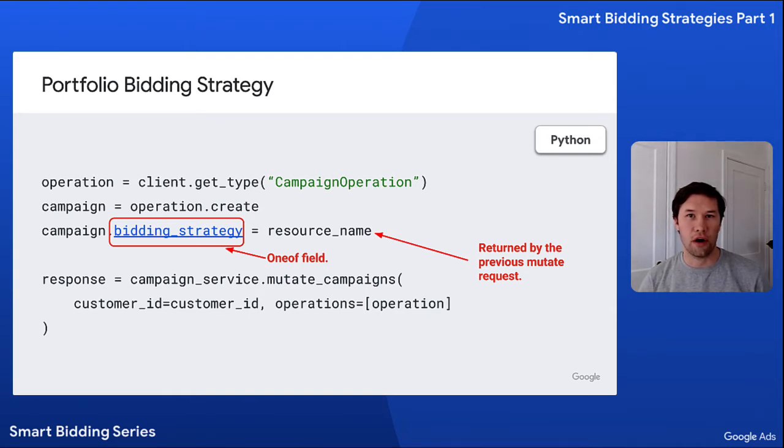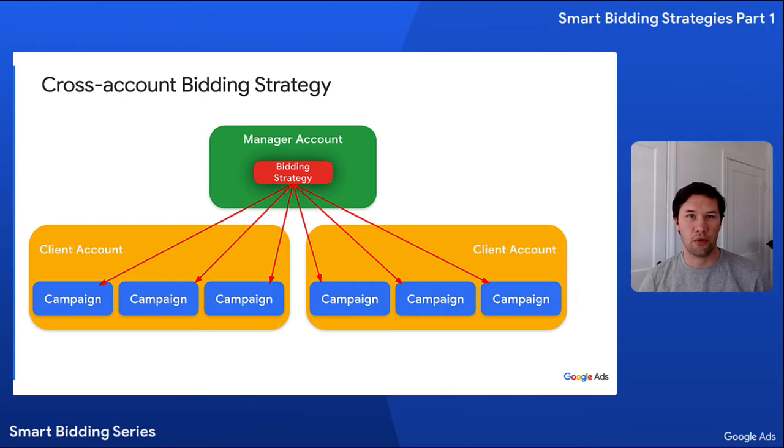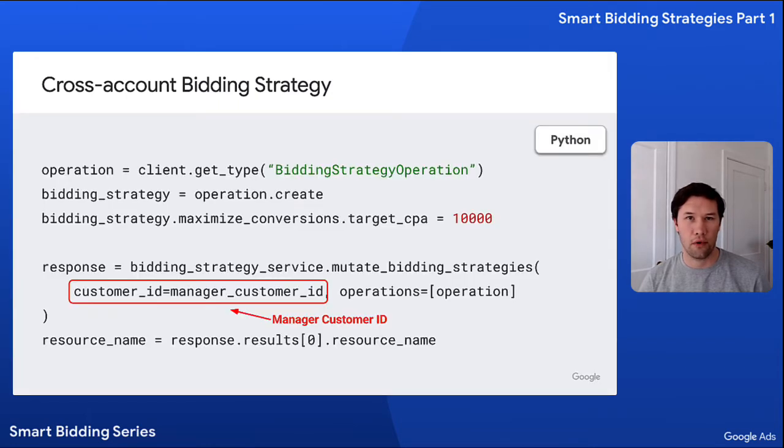Cross-account bidding strategies are like portfolio bidding strategies, but they are created at the manager account level and can be shared across multiple client accounts. They're managed exactly like portfolio bidding strategies, except the customer ID in a mutate request should be that of a manager account. Cross-account bidding strategies can only be applied to campaigns owned by client accounts that are part of the manager account's account tree. Pay close attention to the links between the client and manager accounts because these can be modified, which can then affect the behavior of cross-account bidding strategies.